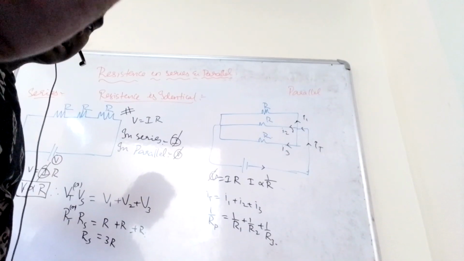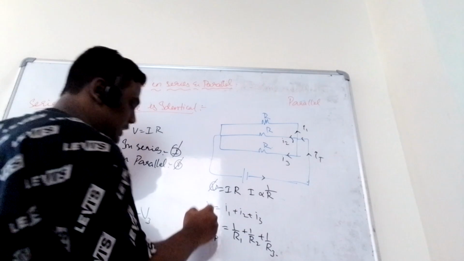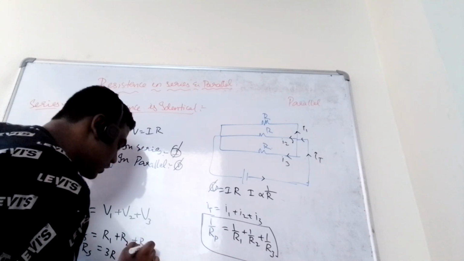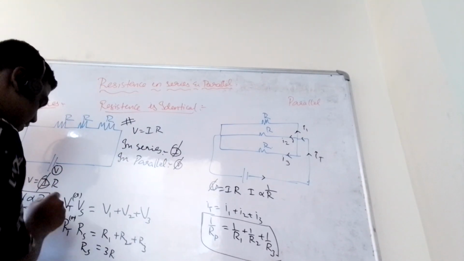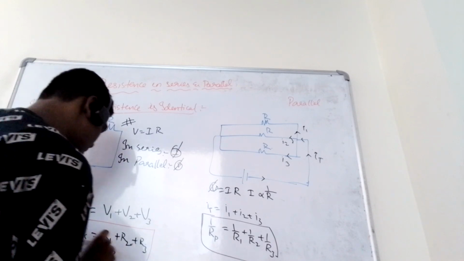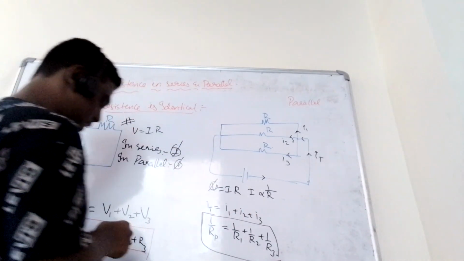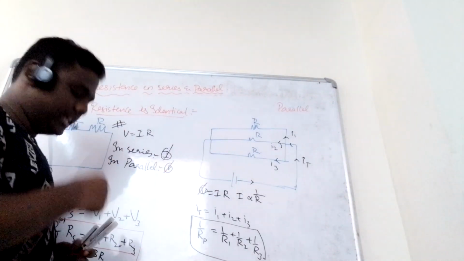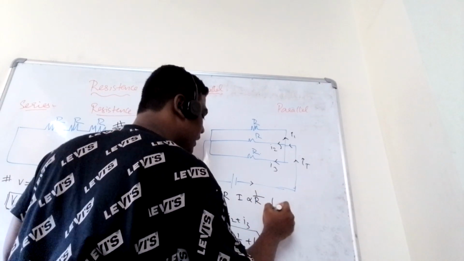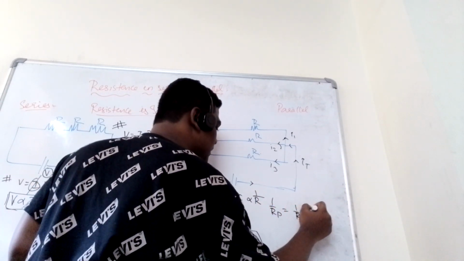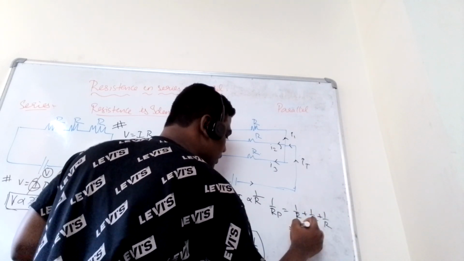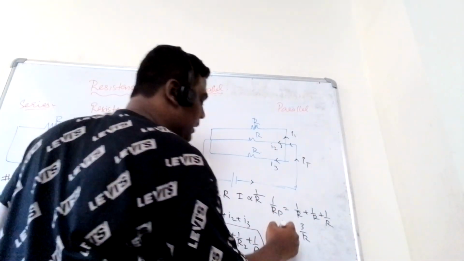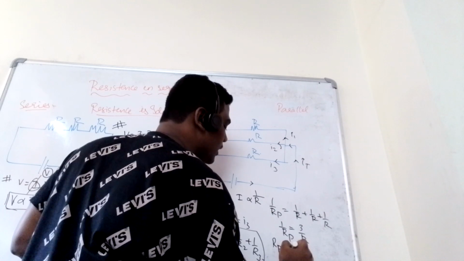So this is the basic formula for resistance in parallel, and this is the basic formula for resistance in series. For us, they have given that all three resistors are identical, so I am taking 1 by Rp is 1 by R plus 1 by R plus 1 by R, which is nothing but 3 by R. This 3 by R is nothing but 1 by Rp. We want Rp, so can I say Rp is R by 3.